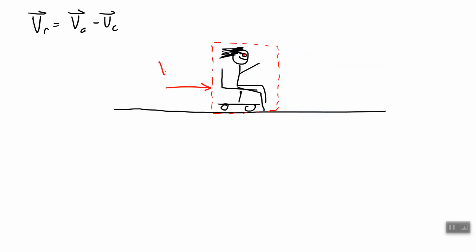Now the chair, aka the control volume, is moving. We will say at 5 meters per second. So I am moving in the chair.